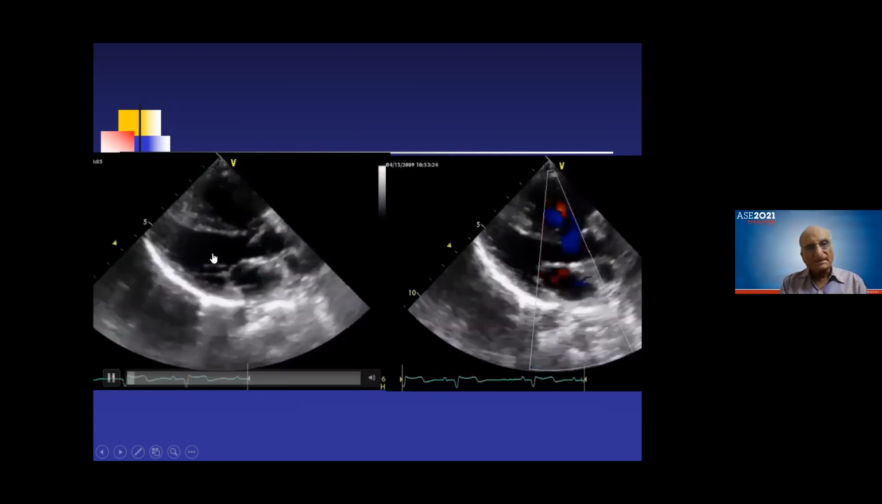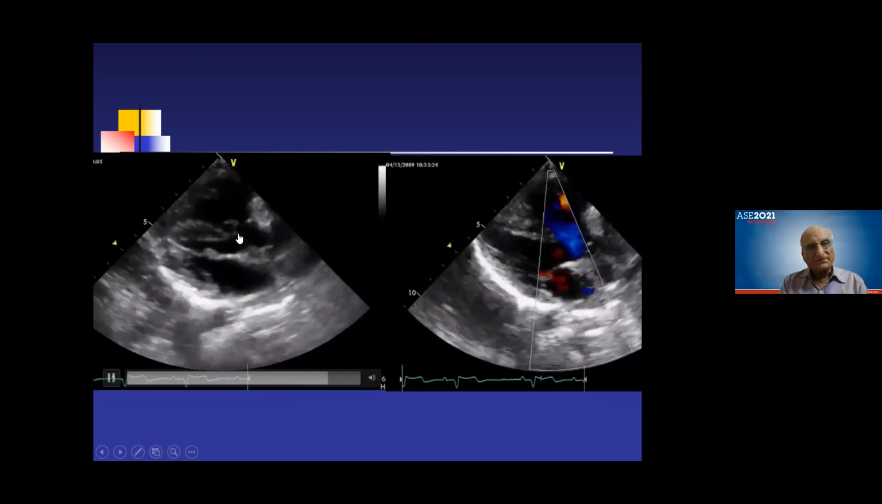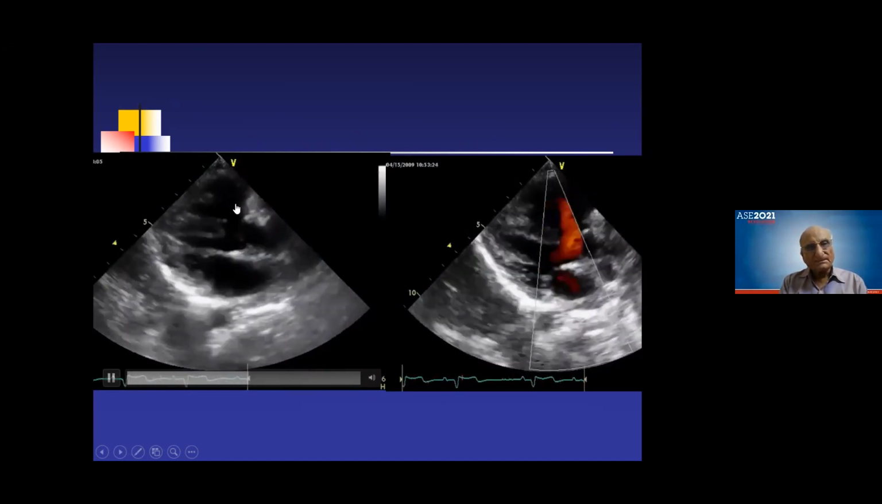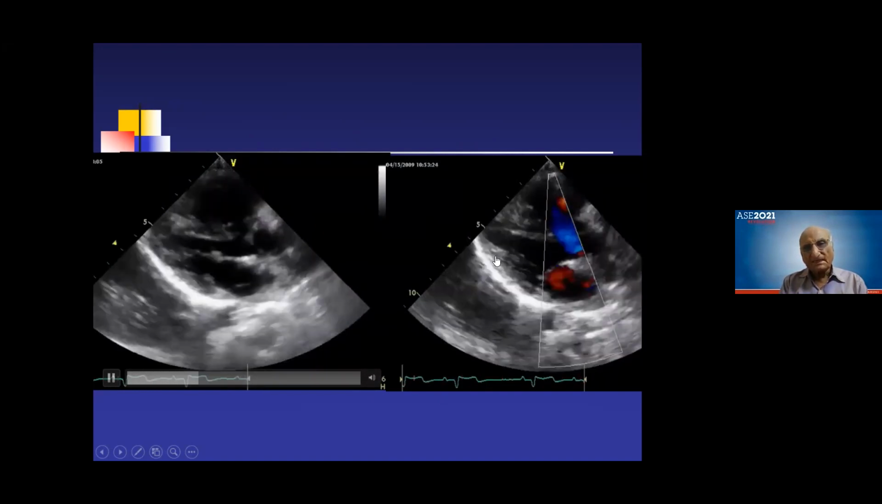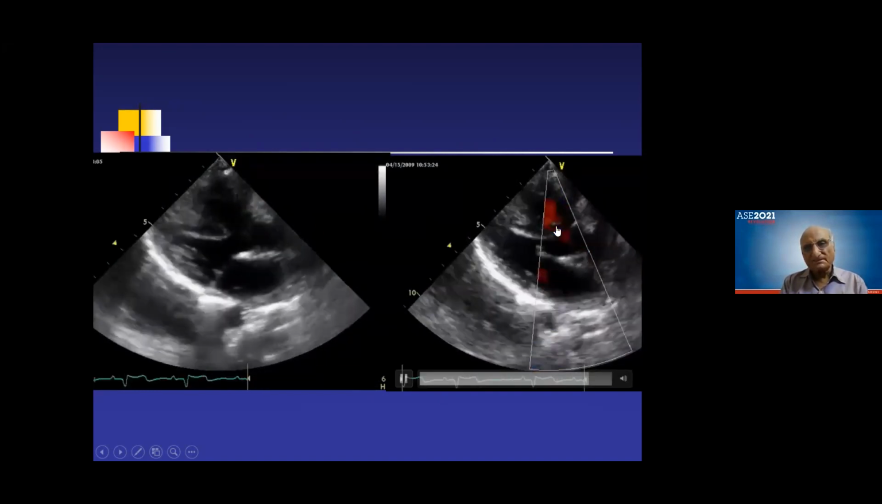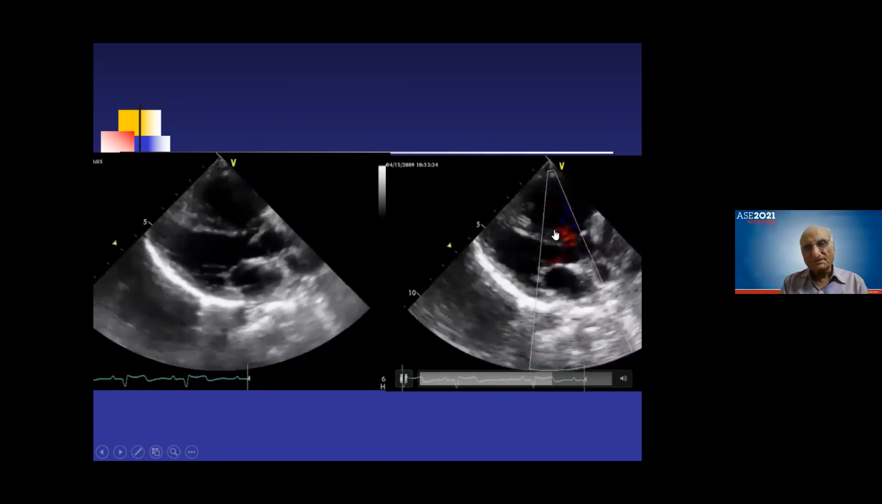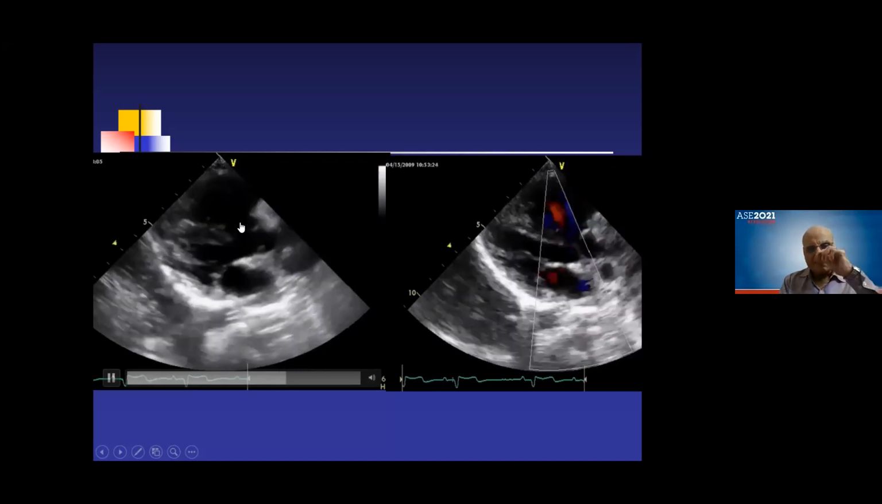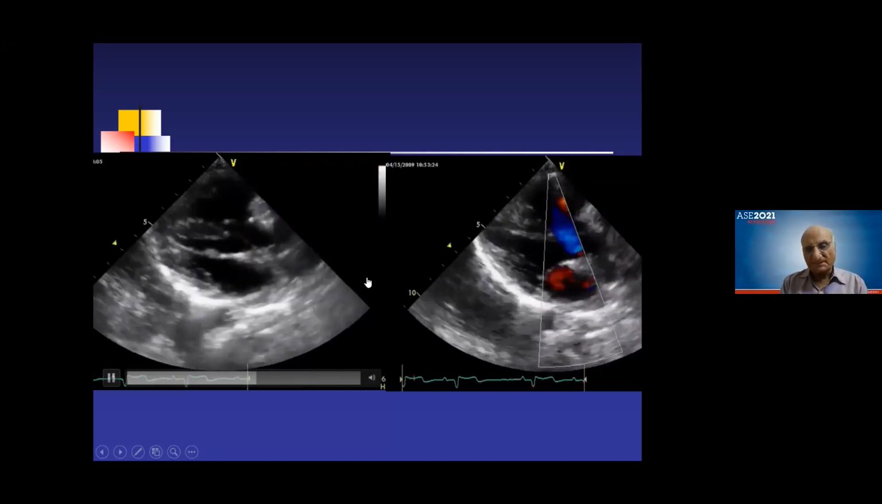Now here you see another patient. There is a VSD, and RVH, which you cannot see very well, but it was present. You see the aortic override. And then you see a bidirectional shunt flow, from left to right and from right to left. So all the four criteria of a Fallot's tetralogy are satisfied here.